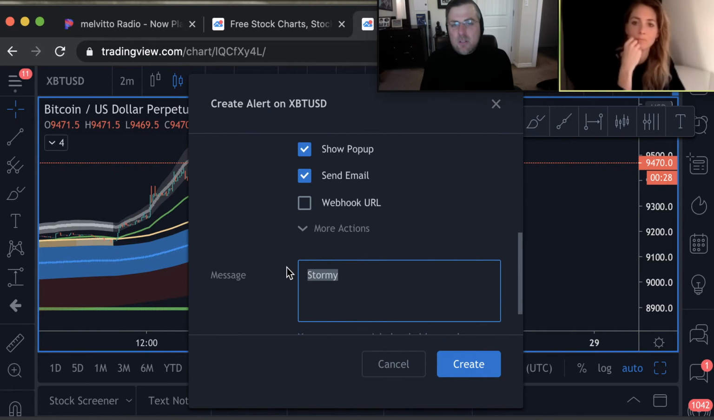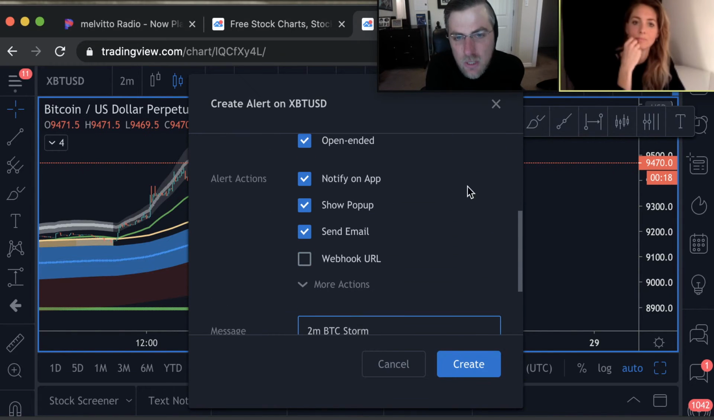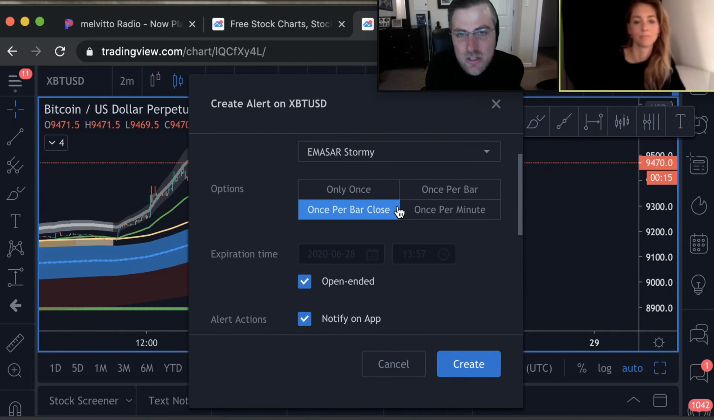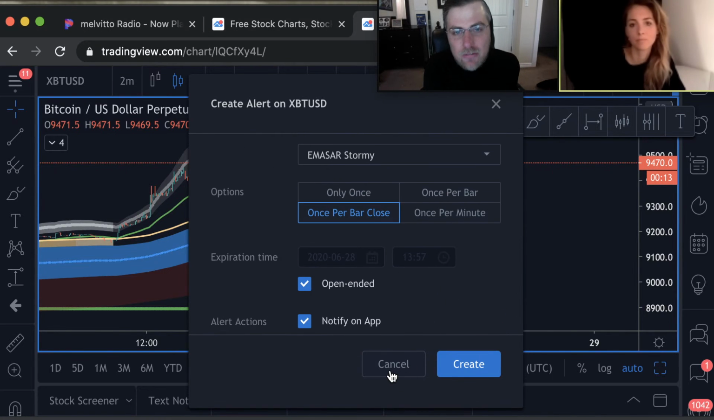And I change the message. We can't figure out how to change the message. I don't think it's possible right now, so you just have to manually come in and do 2-minute BTC storm so that you know what the signal, the alert, is actually telling you. So that's how to set the alerts, and doing that on various time frames is very effective.